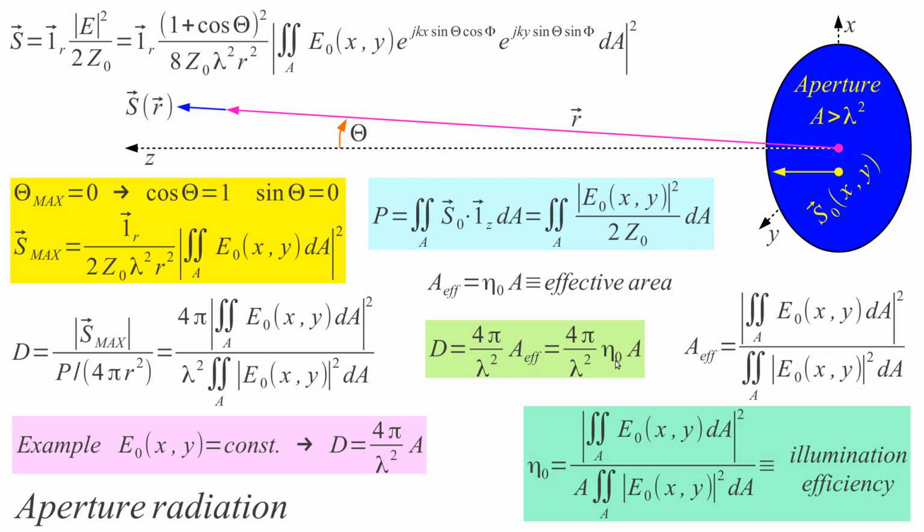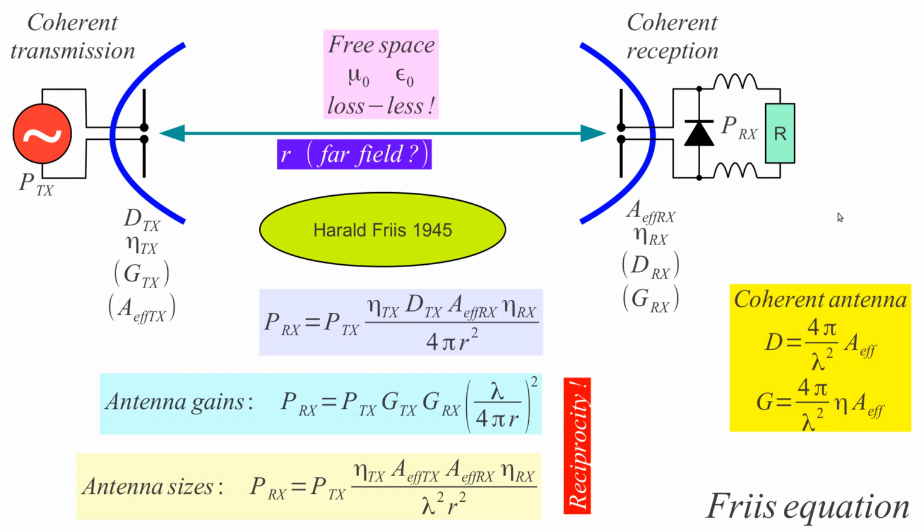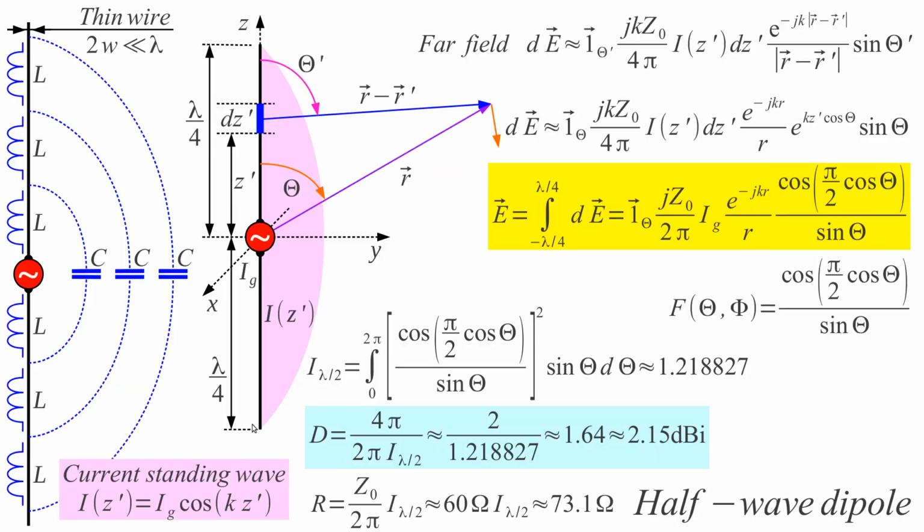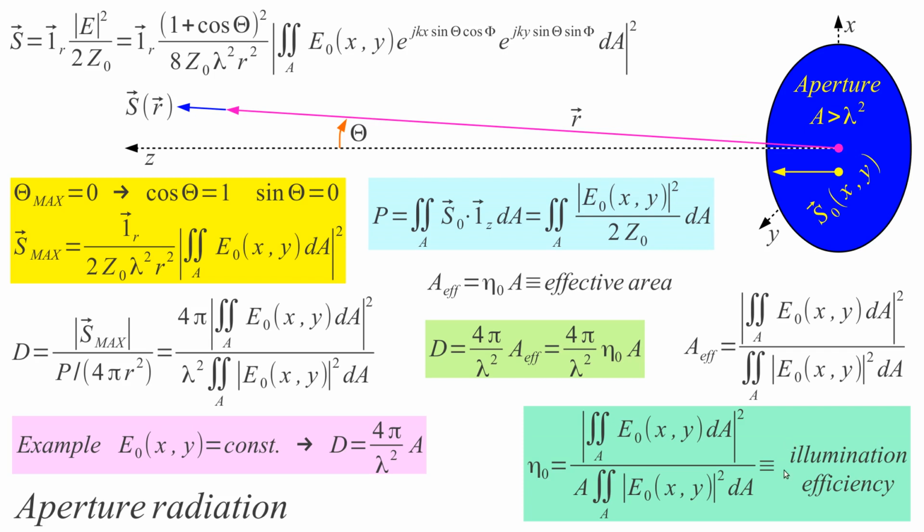This eta 0 is called the illumination efficiency of our aperture. It has nothing to do with power loss, with heat. Please do not mix this one with the efficiency we had over here. That efficiency means this light bulb is producing mainly heat and little radiation. This is radiation efficiency. While this illumination efficiency just means how uniform is this E on this aperture. If it's not uniform, it's still all being radiated, but not with the directivity we could obtain with a uniform illumination.